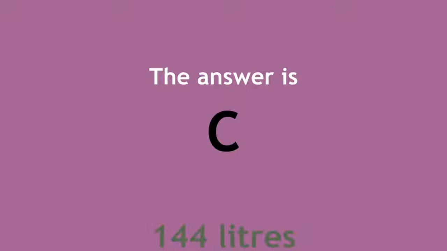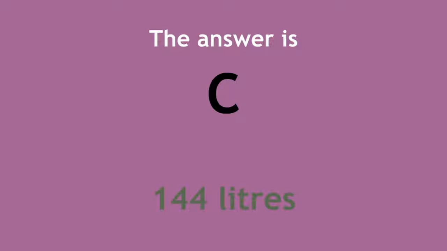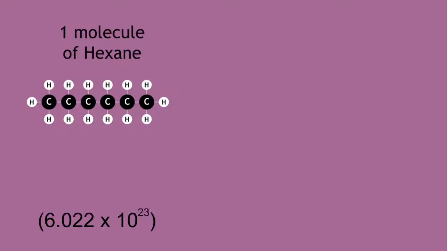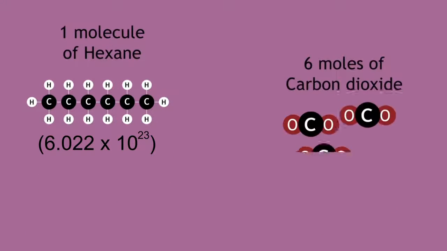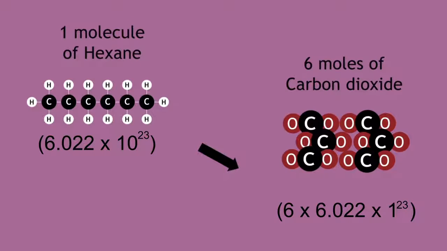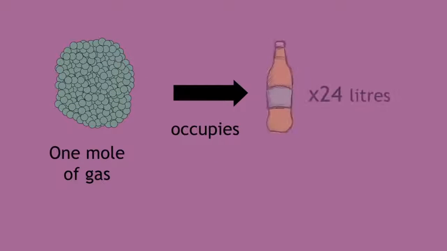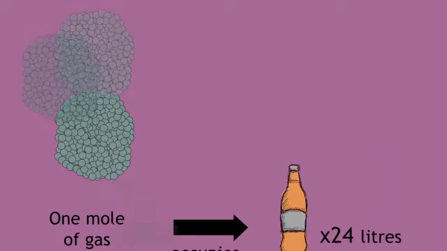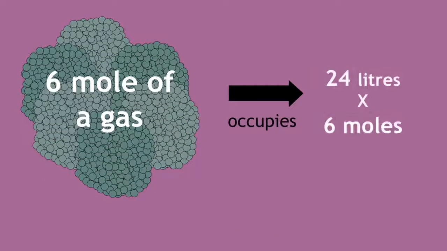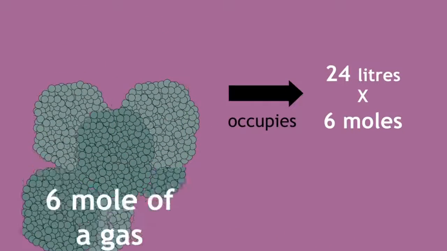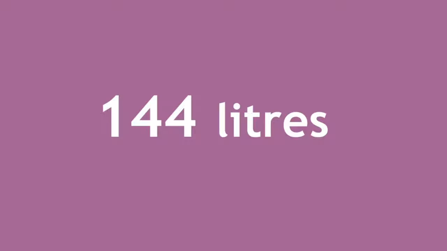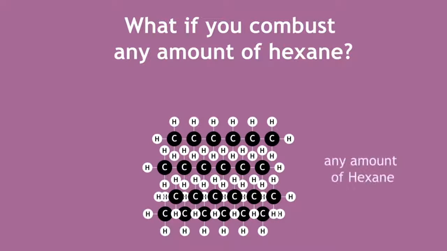The answer is C, 144 litres. This is because 1 mole of hexane produces 6 moles of carbon dioxide. So if 1 mole of a gas occupies 24 litres, then 6 moles of a gas occupy 24 litres times 6, which is equal to 144 litres. However, what if you combust any amount of hexane?